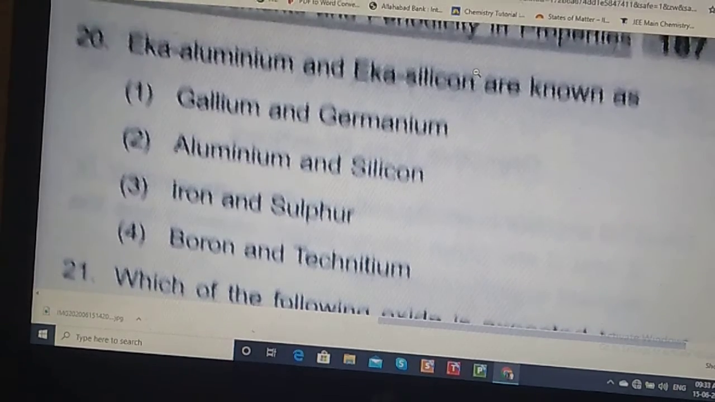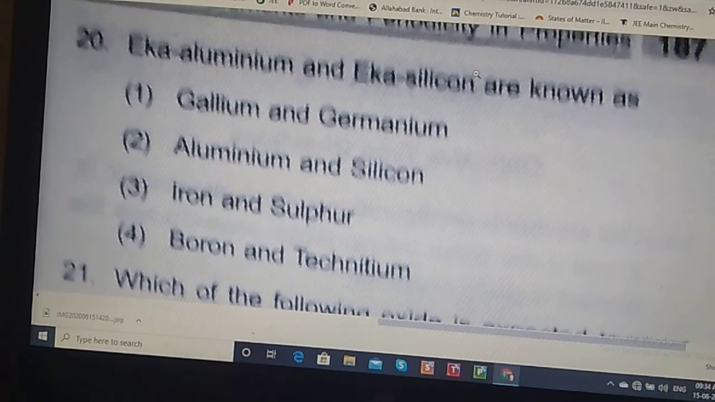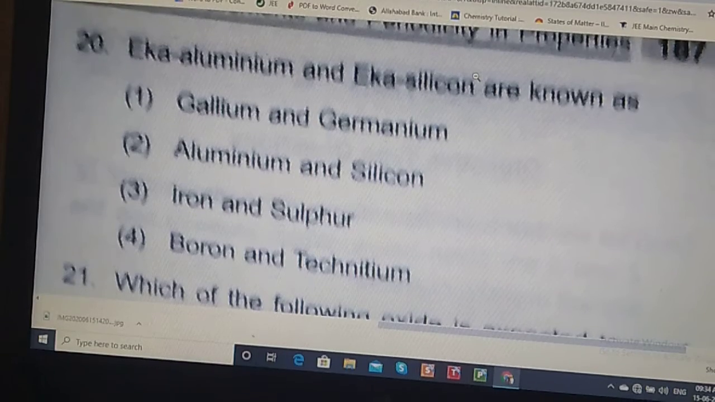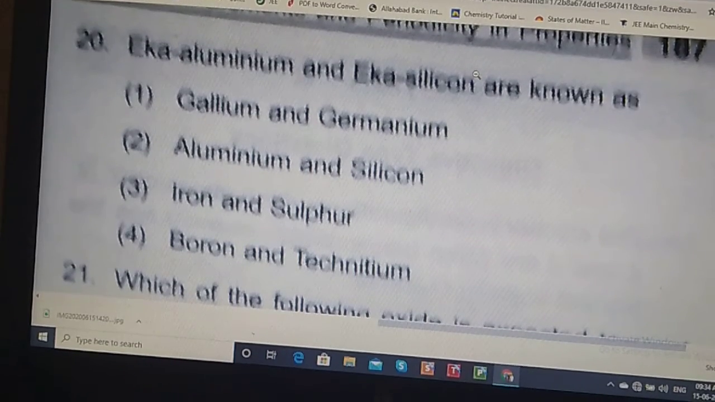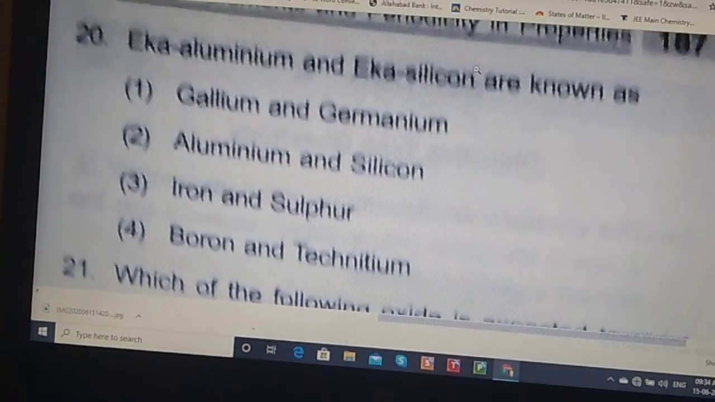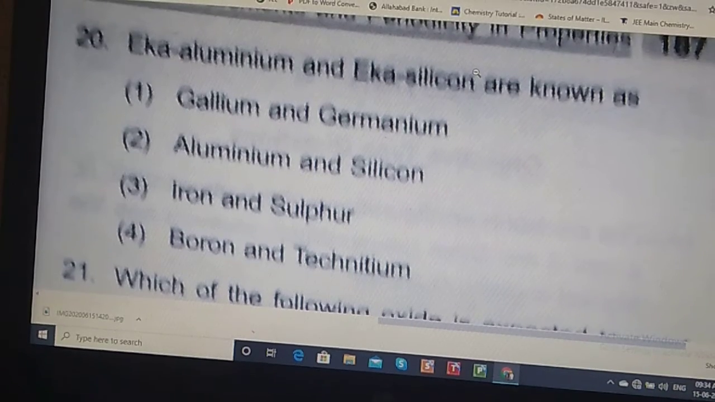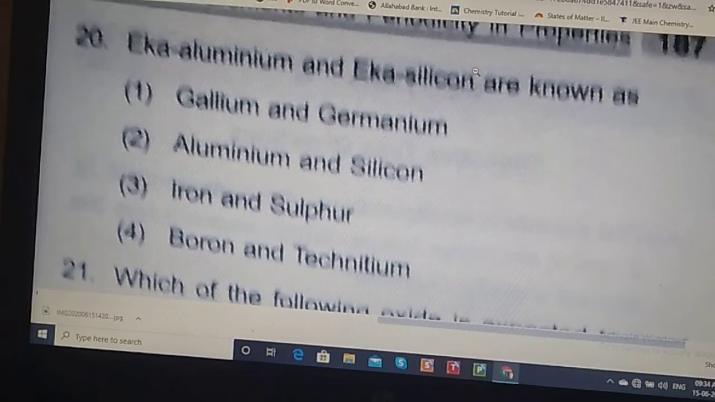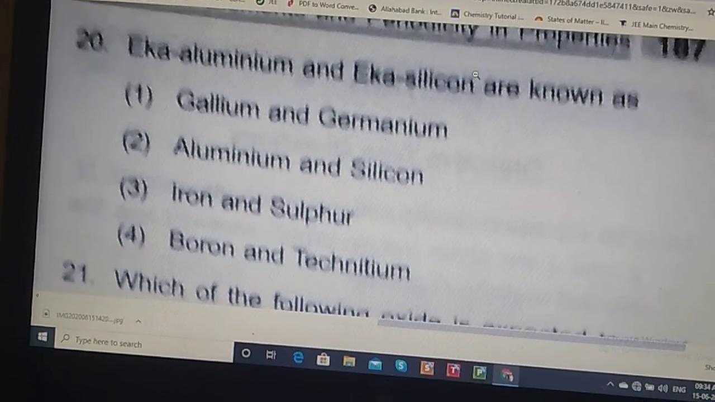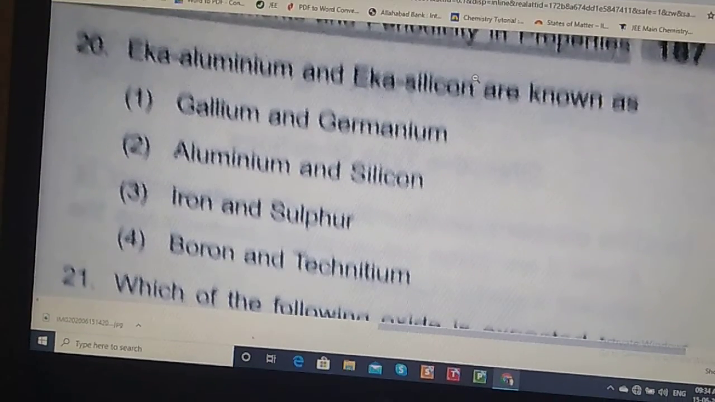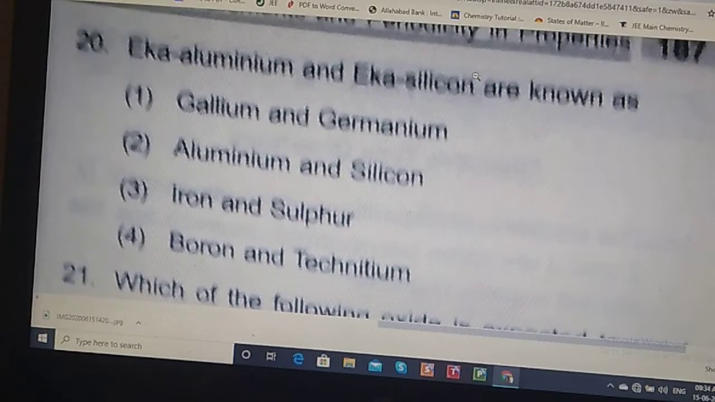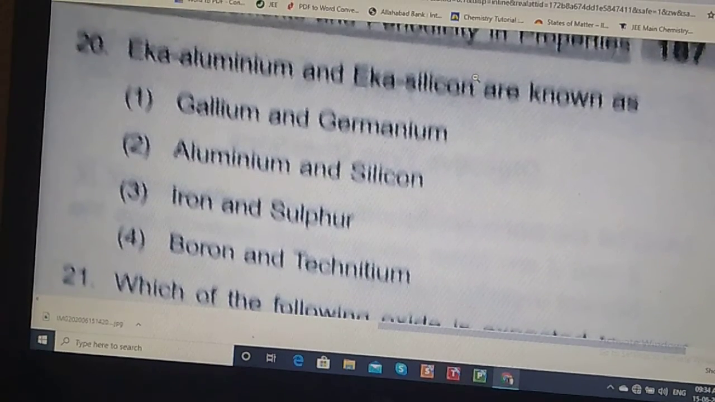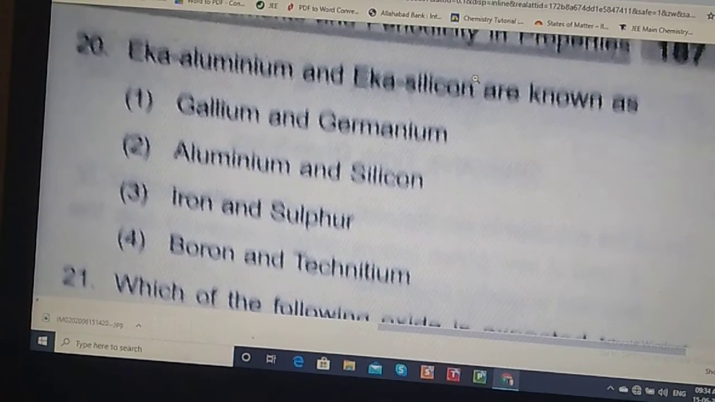So in the Mendeleev periodic table, you know, student, he left some vacant places and he gave names also. So Eka aluminum, he gave the name for gallium, student. At the place of Eka aluminum, the element that occupies it is gallium, and Eka silicon, the element that occupies it is germanium. So this is memory based, student, we cannot do anything. Eka aluminum means gallium and Eka silicon means germanium. This is our answer. So the correct option will be option number 1, student.